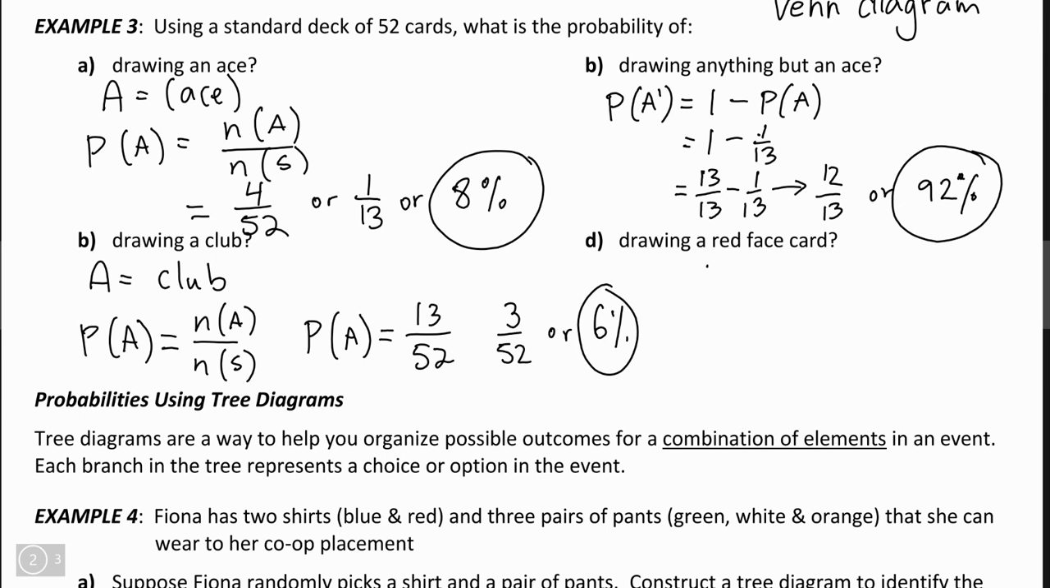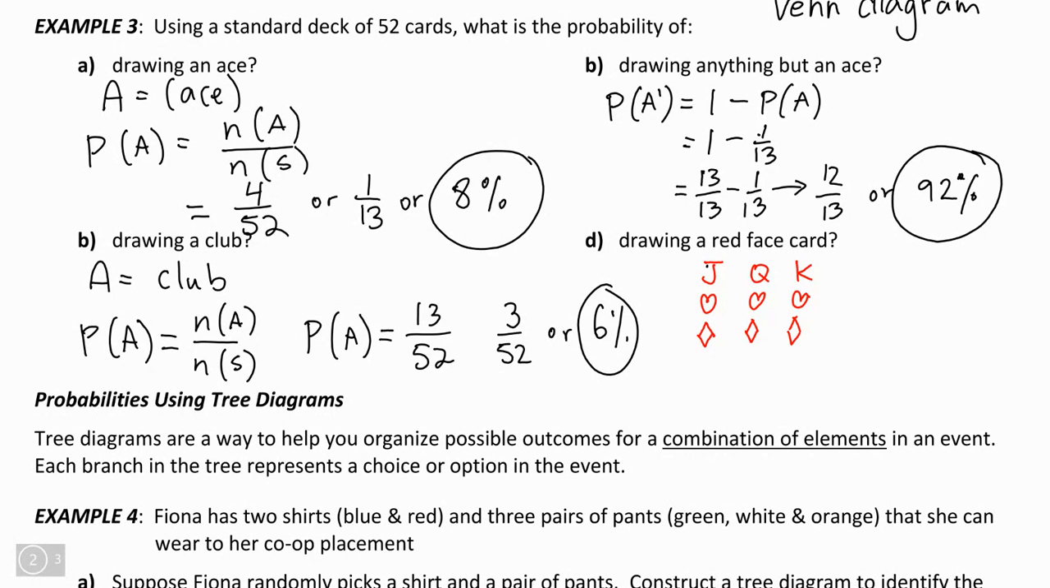Well, let me just use a different color ink here. So there's a jack, there's a queen, and there's a king. These are the face cards, and you can get a red of two kinds. So you have the hearts, and you have the diamonds. So there are 6 possible red face cards, okay? 6 of them.